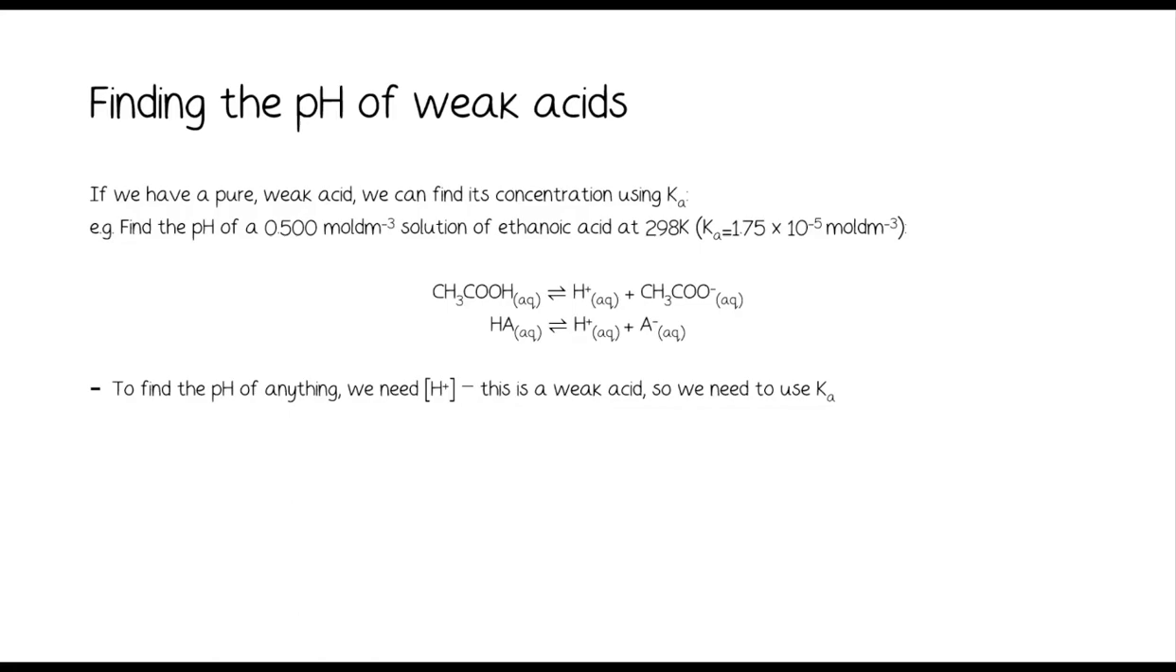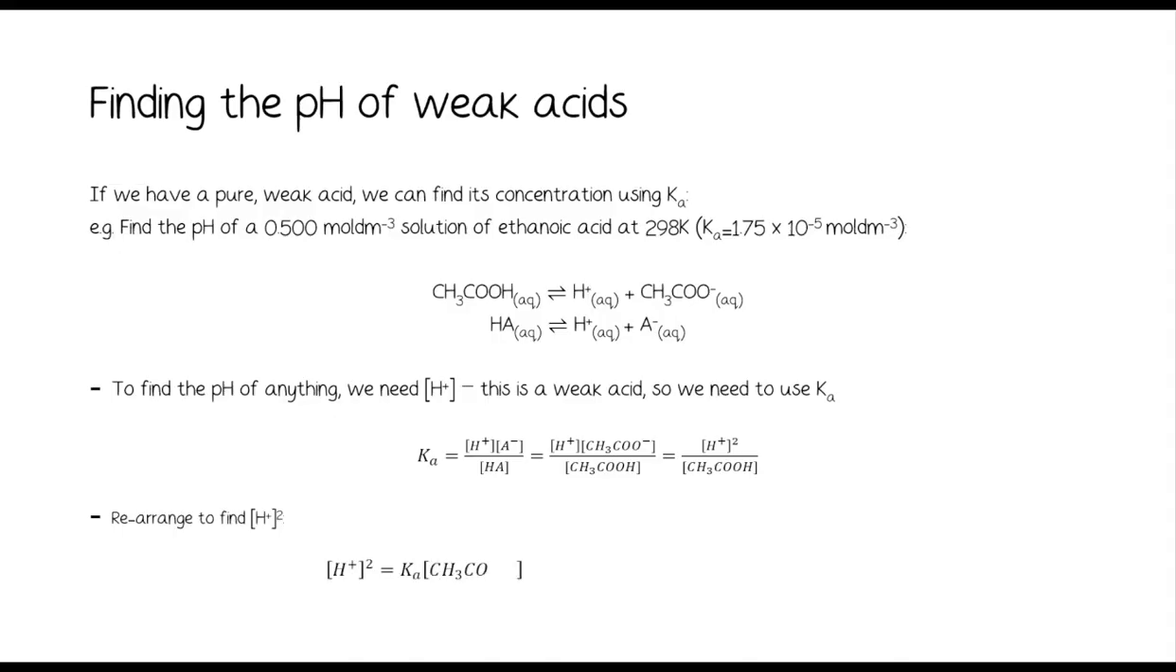If we use Ka, we've got H+ times A- over HA, but because this is a pure acid, we can assume that H+ and A- are roughly the same. So Ka equals H+ concentration squared divided by the concentration of the acid. You can rearrange this to find H+ squared, which gives us an answer of 8.75 times 10 to the minus 6.